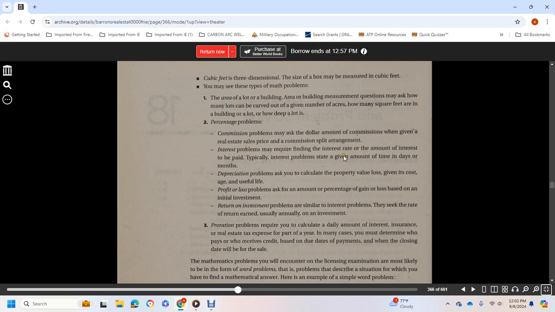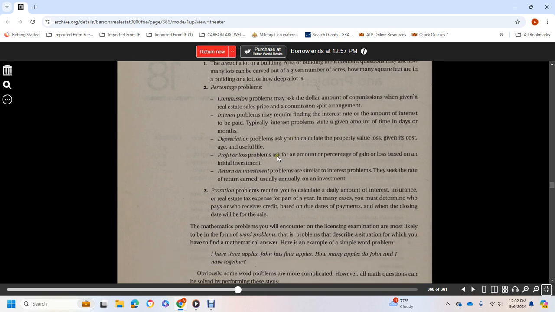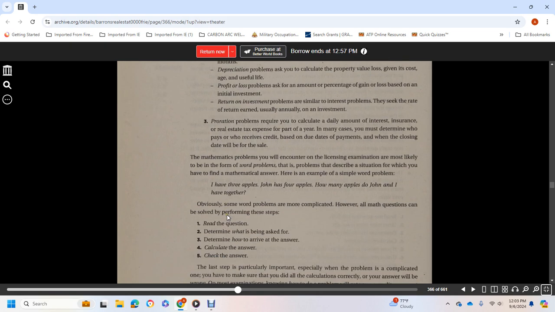Typically, interest payment problems state the given amount and the time in days or months. Depreciation problems ask you to calculate the property value loss given its cost, age, and useful life. Profit and loss problems ask for the amount or percentage of gain or loss based on an initial investment. Return on investment problems are similar to interest problems. They seek the rate of return earned, usually annually, on an investment. Proration problems require calculating the daily amount of interest, insurance, or real estate tax expense for part of a year. In many cases, you may determine who pays and who receives the credit based on dues payable when the closing of the sale takes place.